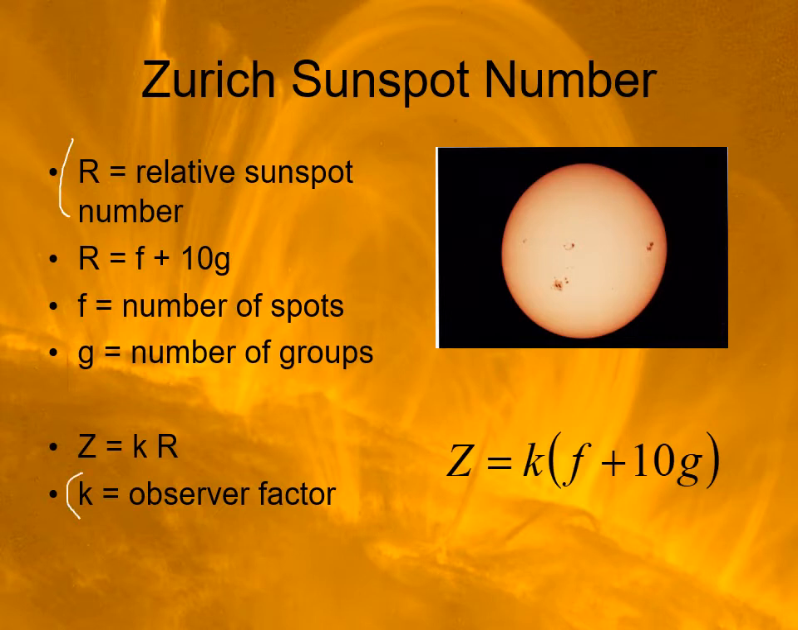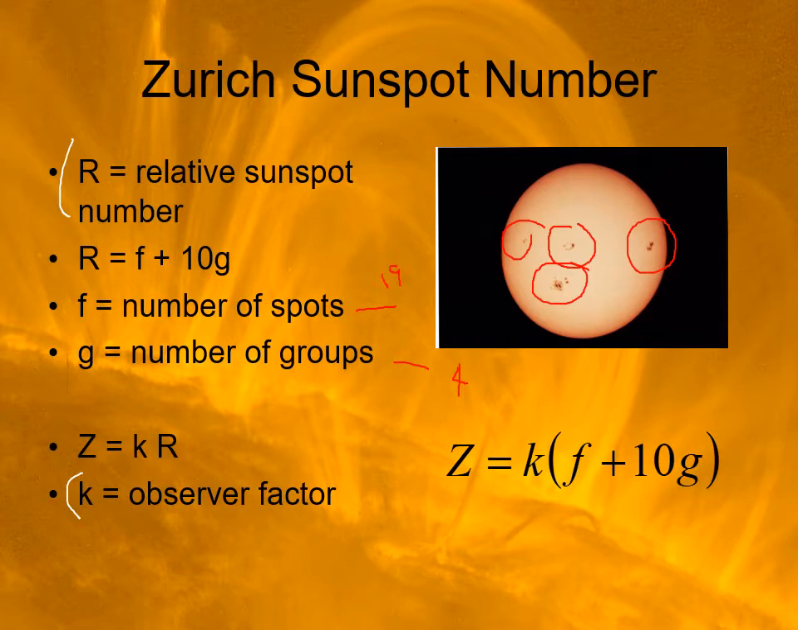The relative sunspot number we get by taking the number of spots and adding that to the number of groups of spots. So in this image up here, I see a group of spots right there, a group of spots right there, a group of spots right there, and a group of spots right there. So that would be 4 groups of spots. And in those groups, I see 1, 2, 3, 4, 5, 6, 7, 8, 9, 10, 11, 12, 13, 14, 15, 16, 17, 18, 19. I see 19 individual sunspots.